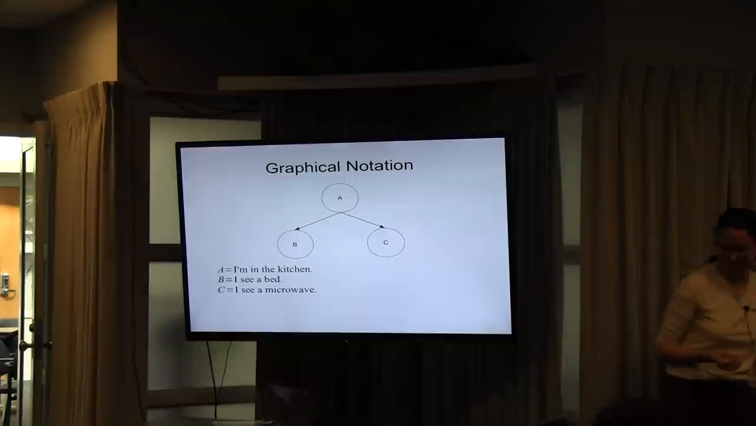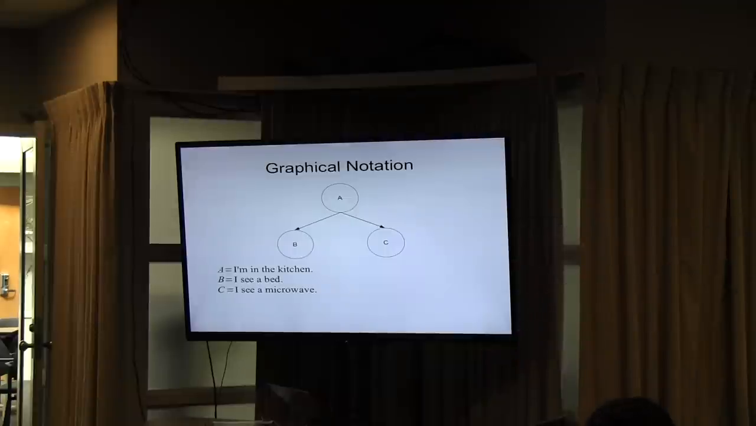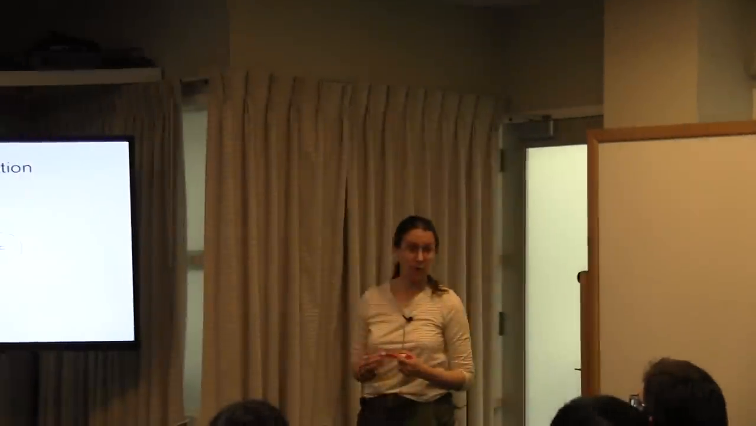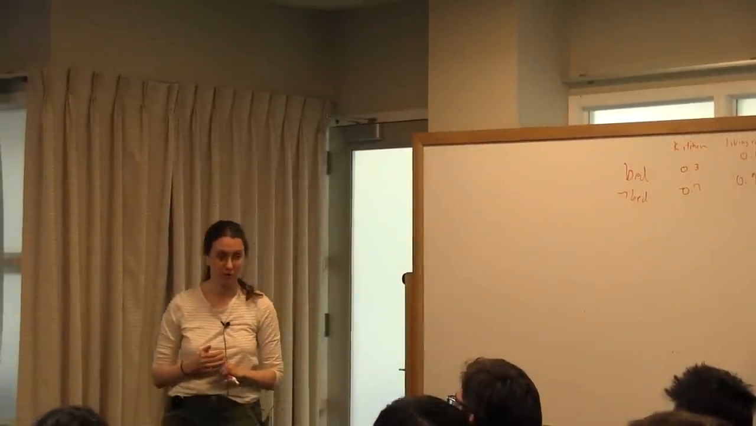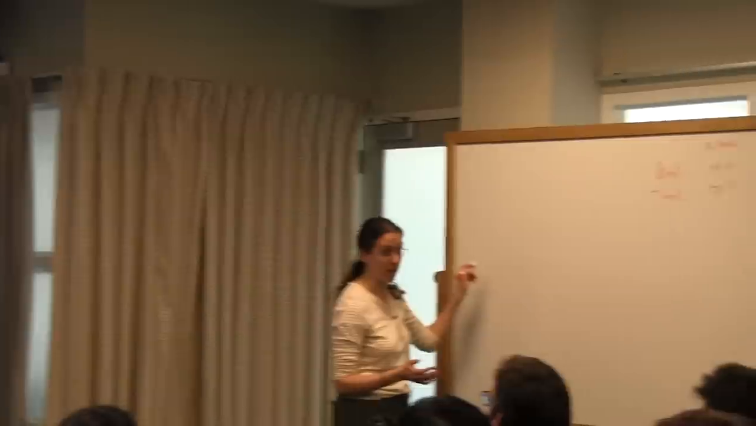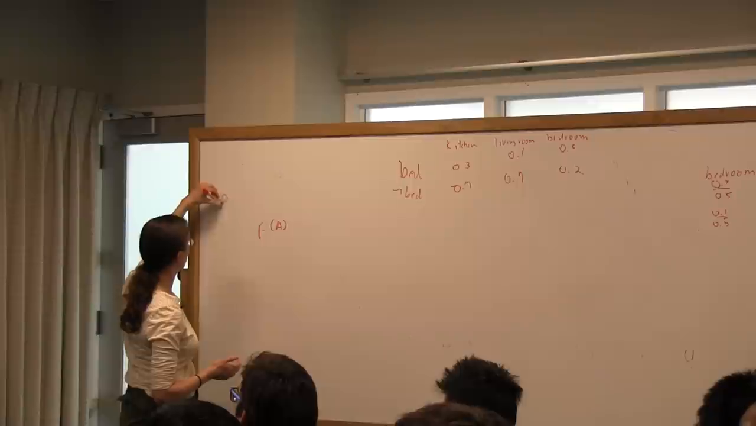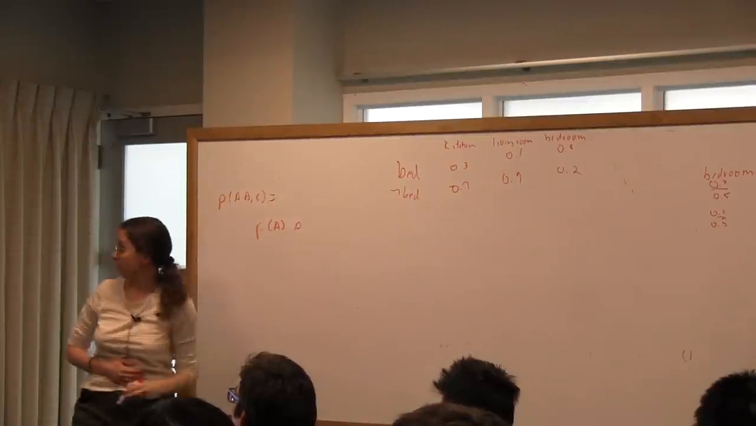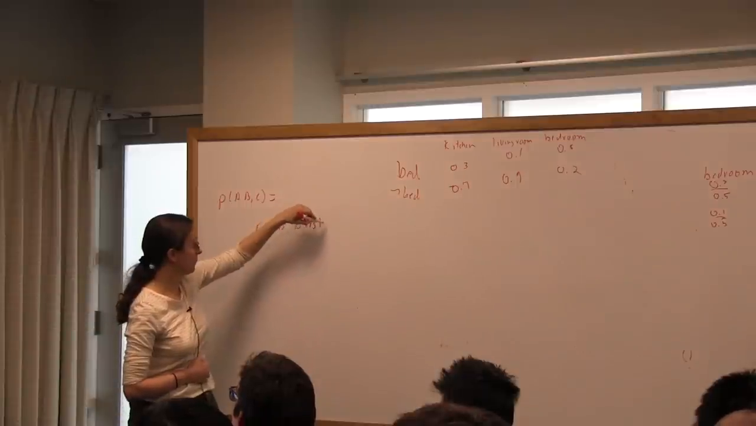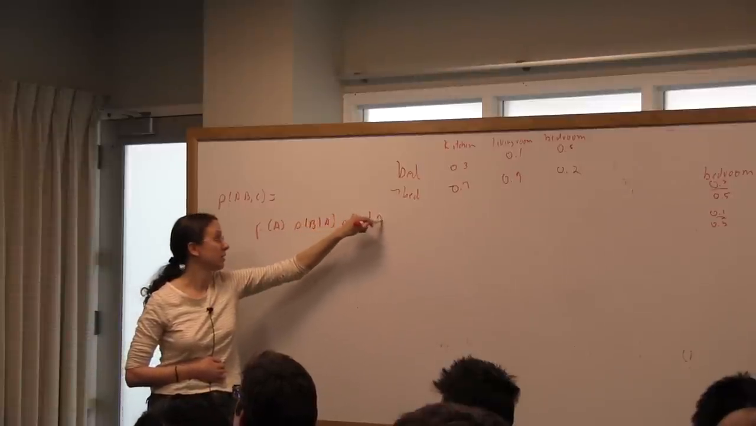Maybe I should say more things to define the graph. So the convention is that when I draw one of these graphs with nodes and edges, if there's no edge, I assume that they're conditionally independent. I assume that all the nodes are conditionally independent of all the other nodes given your parents. So A has no parents, so it's independent of everything. So I can just write P of A. So this is representing the joint distribution: P of A, B, C equals P of A times P of B given A, because A is B's only parent, times P of C given A.